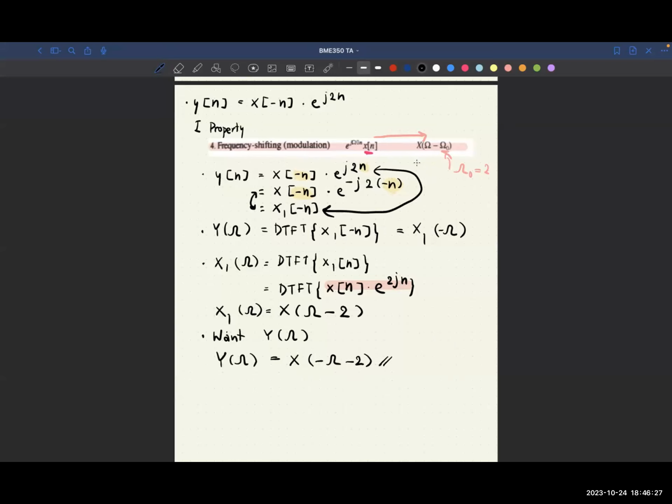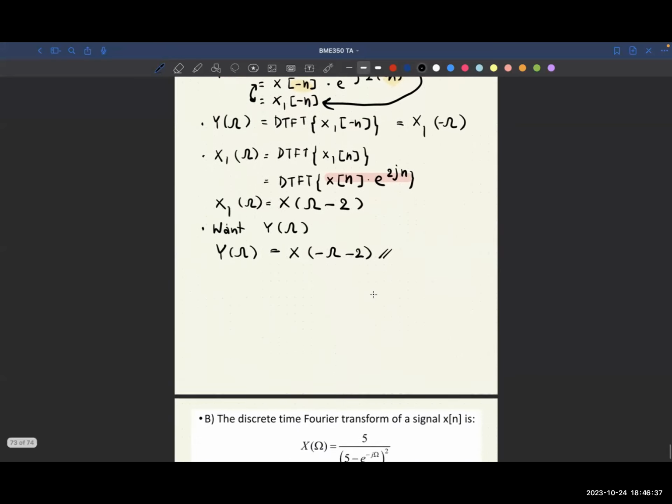Do you have any question or comment or concern? How would we solve this using the time reversal? Okay, let's do it.